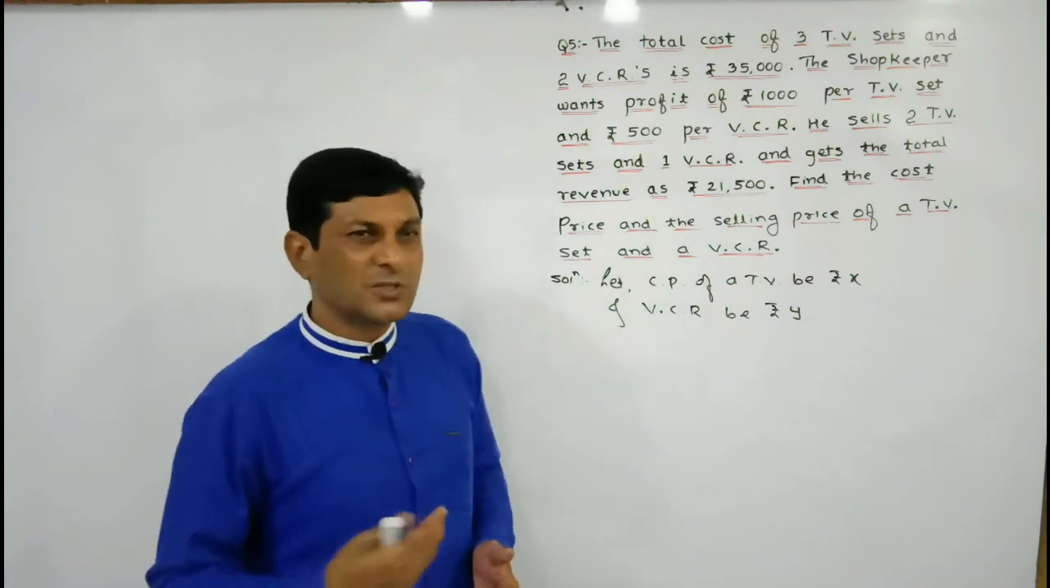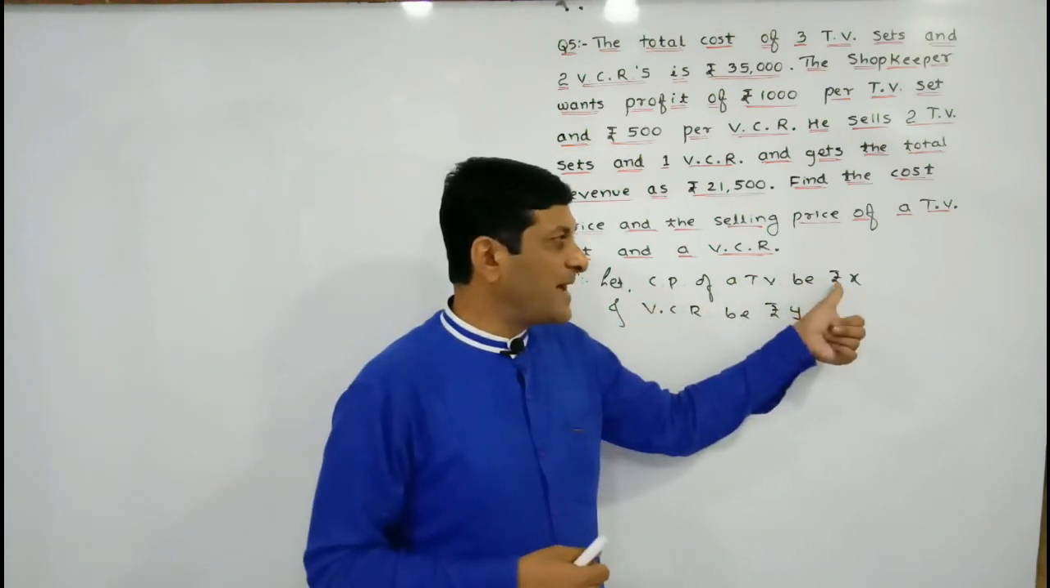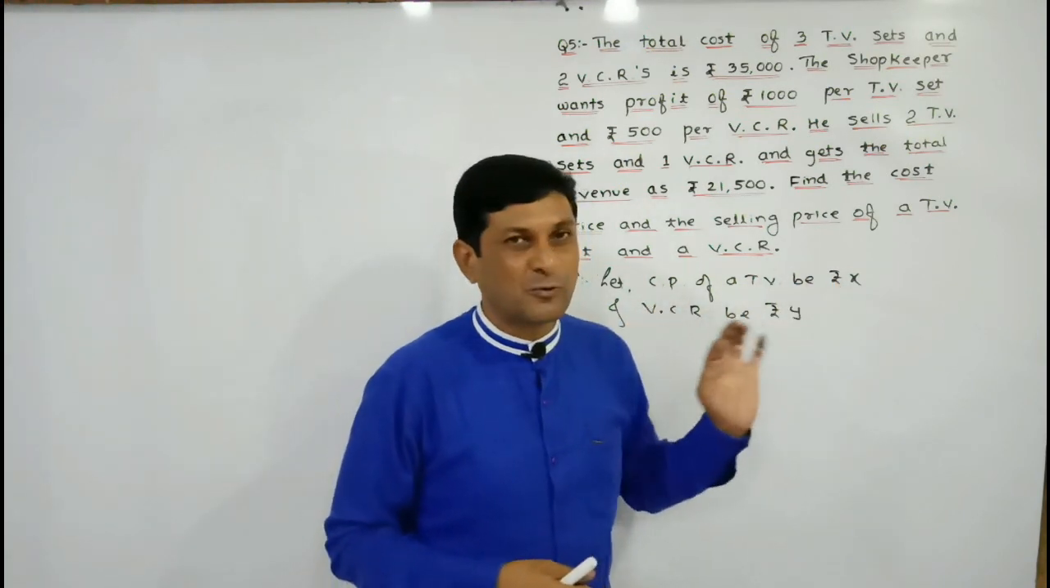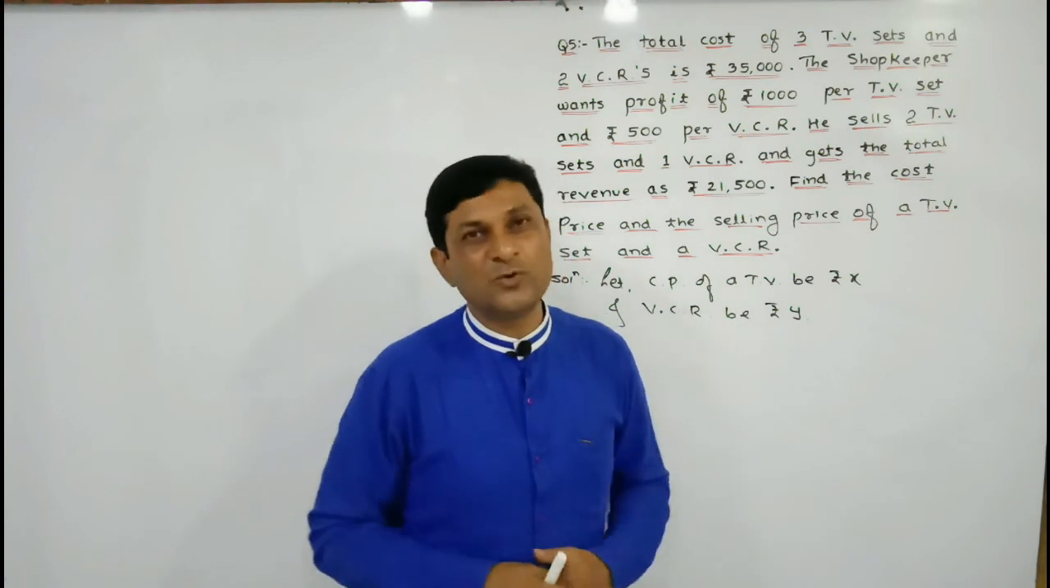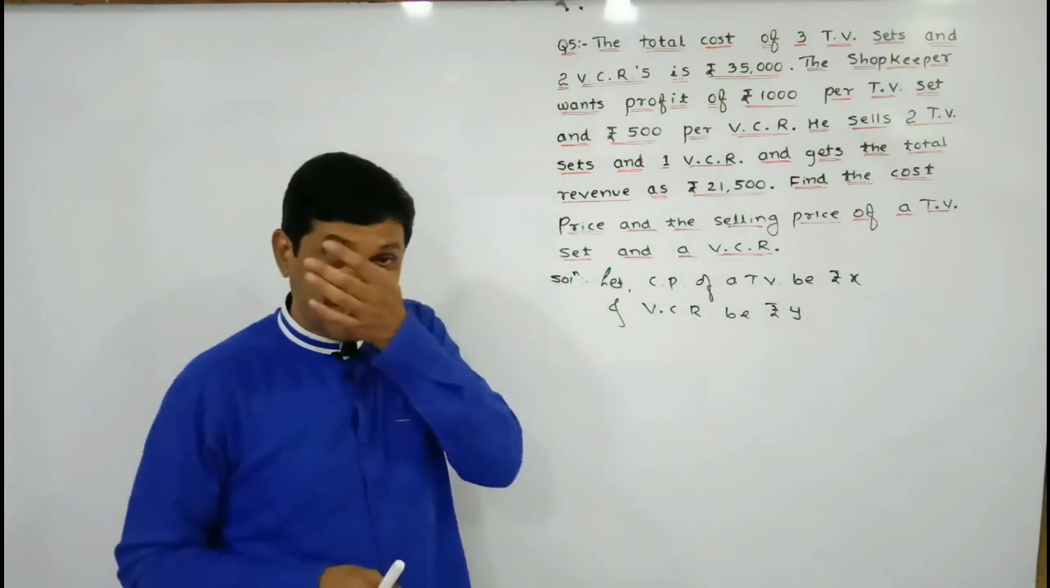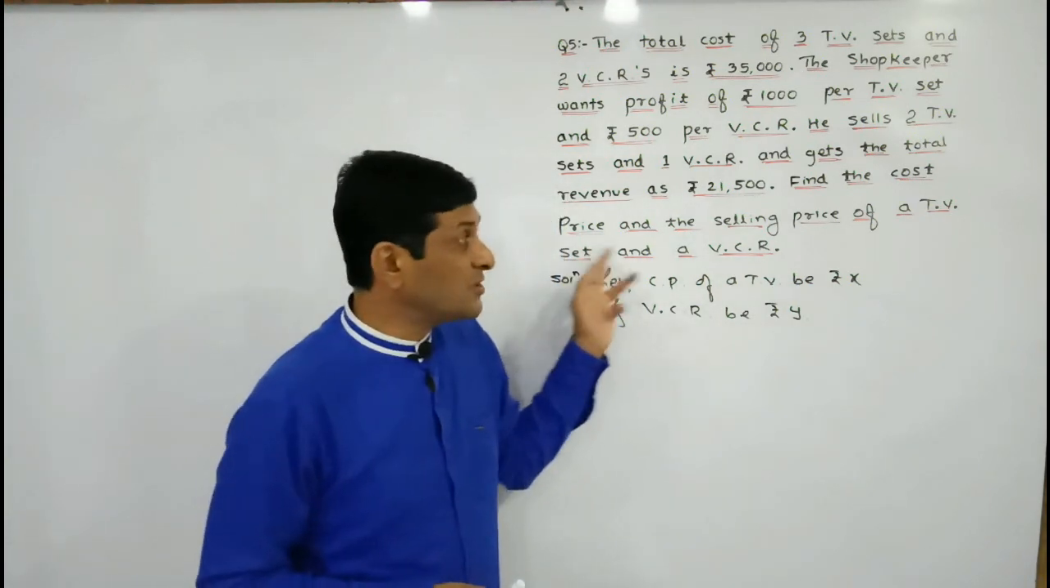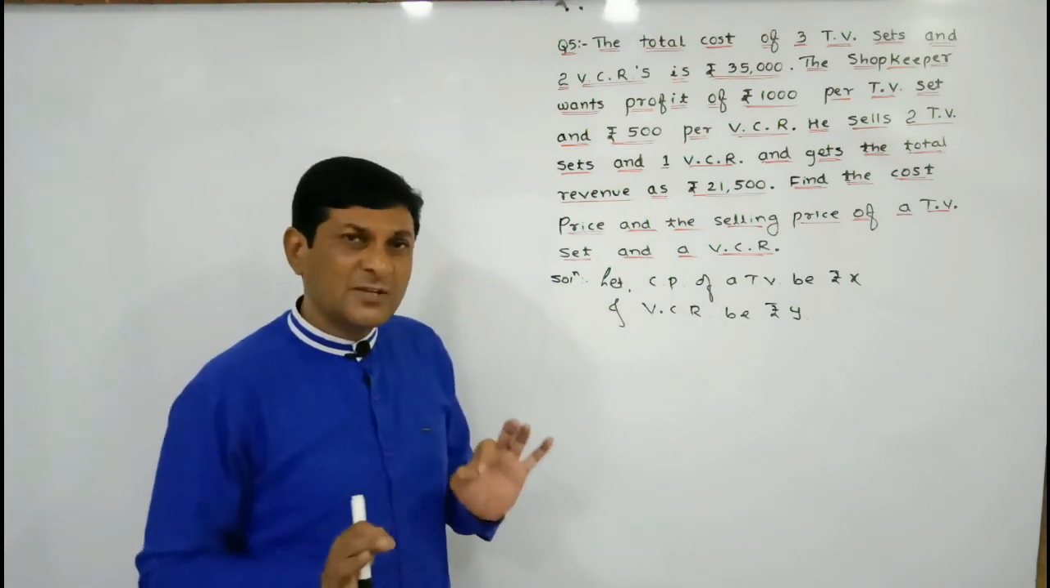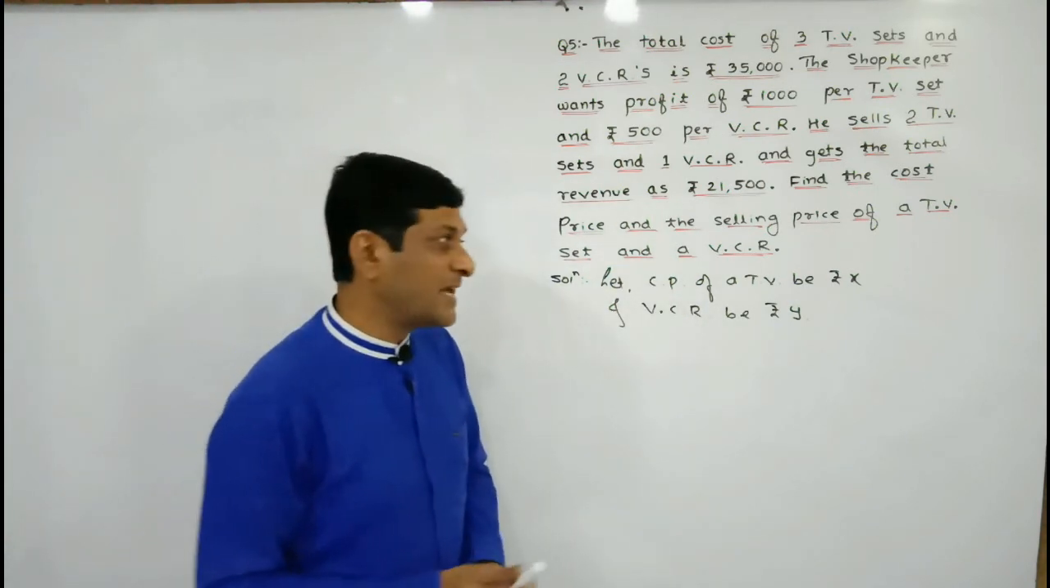So let us denote the cost price of TV by rupees X and VCR by rupees Y. Now let us make use of the given condition in the example. These are what? Cost price. Even the question is to find out what? Selling price also. So first let us try to find out the selling price of TV.